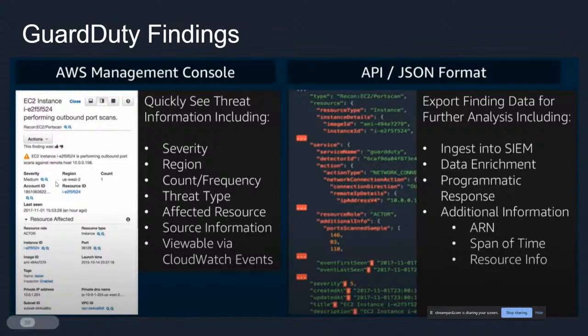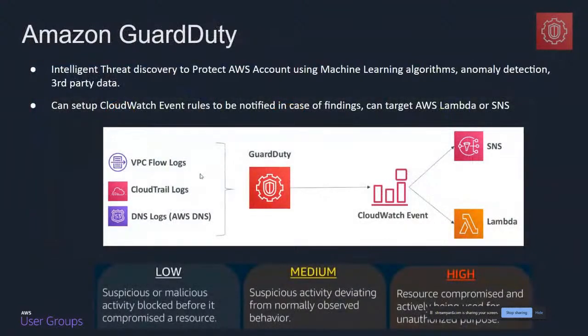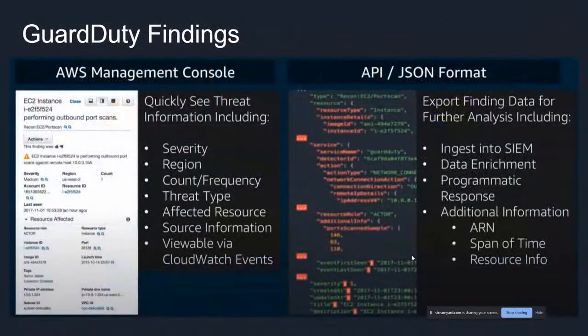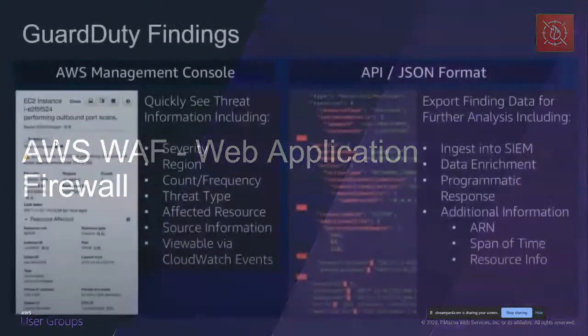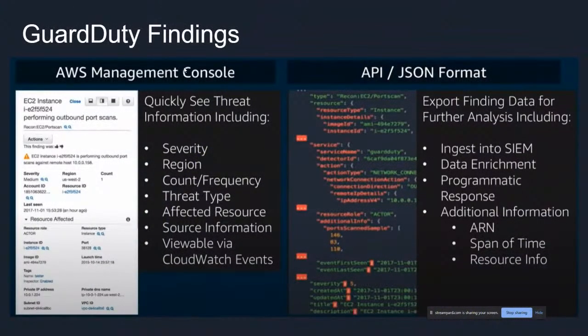So this threat information would consist of the severity, that is either low, medium, or high. It would then contain the region in which this threat has occurred, the frequency in which it has occurred, the type of threat, the affected resource or resources, and the information about it. This is viewable via events as well. Yeah, that's pretty much about GuardDuty findings.